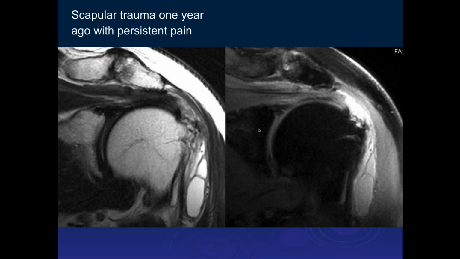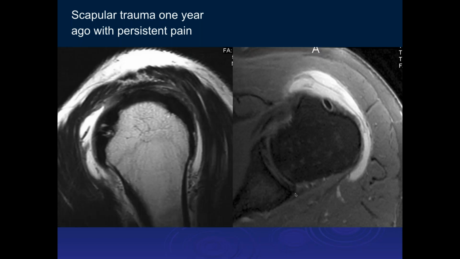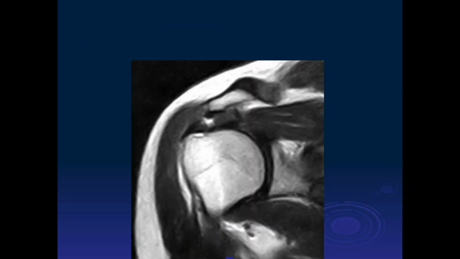Okay, so this patient had trauma a year ago, and here we can see not a lot of downsloping, not a lot of osteophyte formation. We can see a high-grade partial tear of the supraspinatus, and then a lot of fluid within the subacromial subdeltoid bursa. So this is primary bursitis here, and in this particular patient, and this can also be associated with outlet impingement.